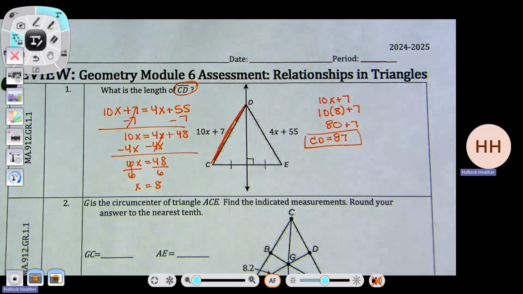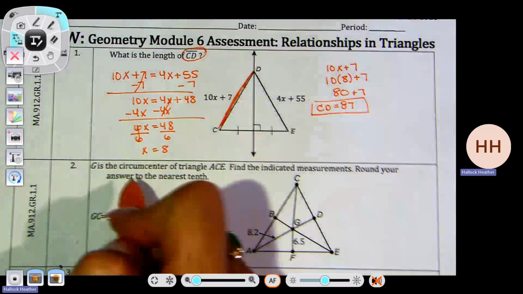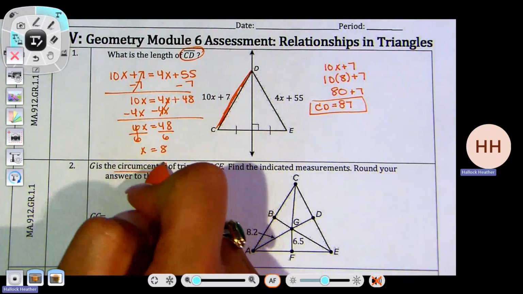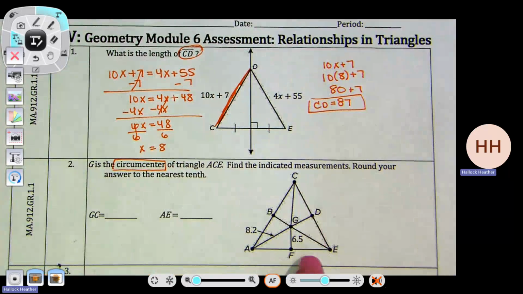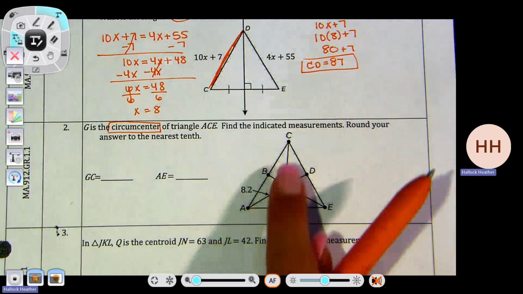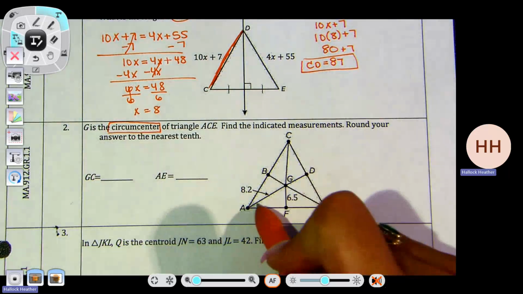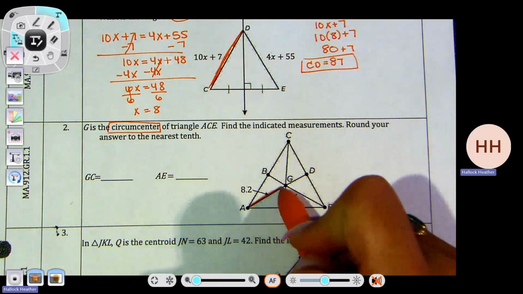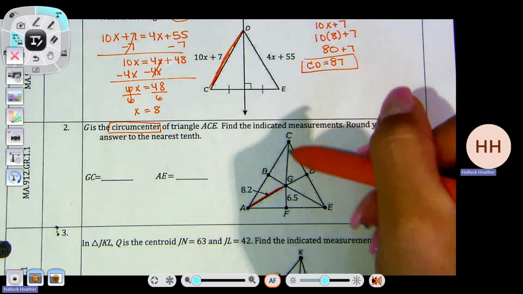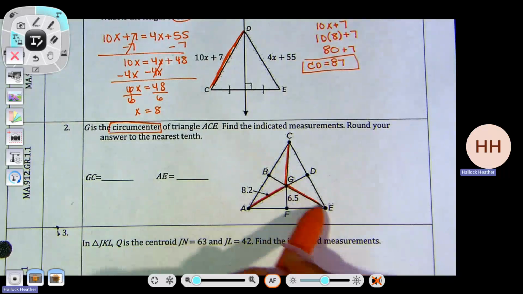Number two is talking about circumcenters of triangles. The key for circumcenters is that they have congruent hypotenuses. So if you look at your picture, it's kind of hard to tell which pieces are the same and which pieces are not. Circumcenters specifically have congruent hypotenuses. So 8.2 is right here. That goes to a vertex over here, and that goes to a vertex over here. All of these are the same number.